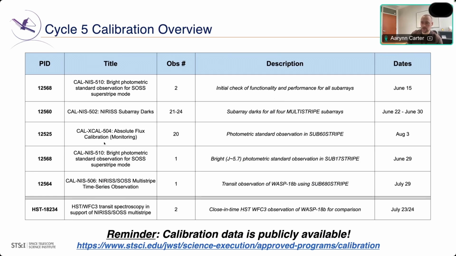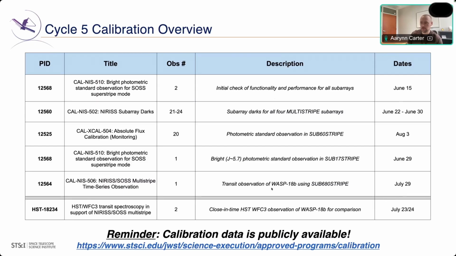We conducted some flux monitoring with the absolute calibration. This is to do our photometric standard and catch all of the photometric calibration we want to do. Because this is a brighter mode, we also wanted a brighter photometric standard, so that goes all the way to J of 5.7.